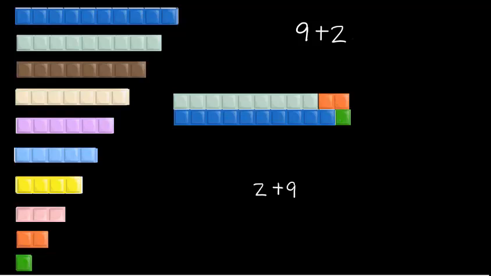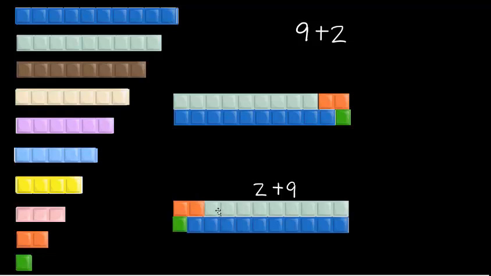So remember, the commutative property of addition says that we can switch the order of the addends and we get the same sum. So 2 plus 9 is also 11. 2 plus 9 is the same as 10 and 1, or 11.